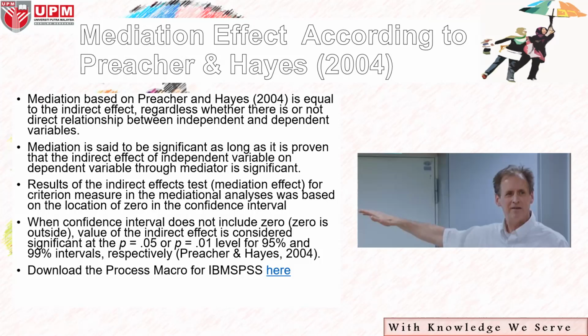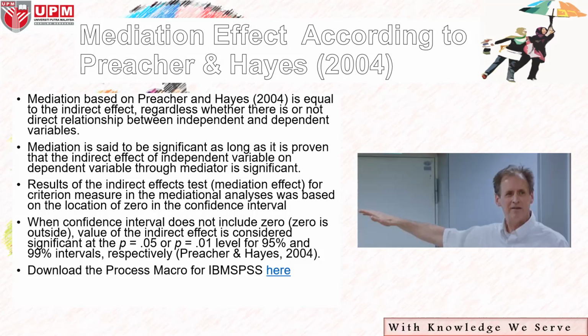Kita tengok kedudukan kosong. So when the confidence interval does not include 0, which is 0 located outside, okay, the value of the indirect effect is considered to be significant. Macam yang 95 confidence interval yang kita baca dalam SLR tadi ataupun MLR. Okay, at 0.05 or 0.01 level for 95% and 99% interval. Okay, according to Preacher and Hayes.